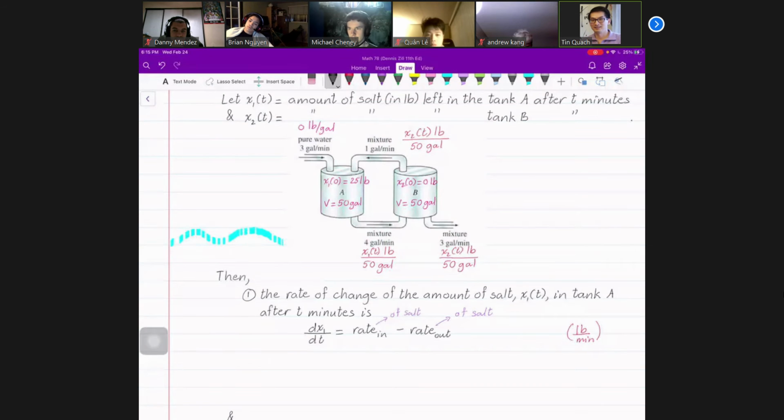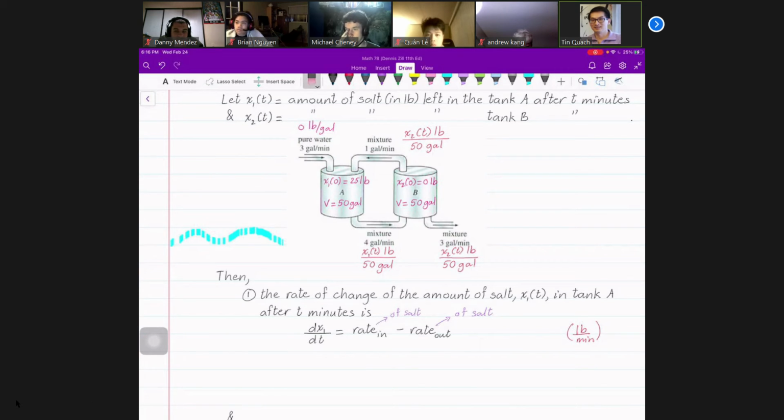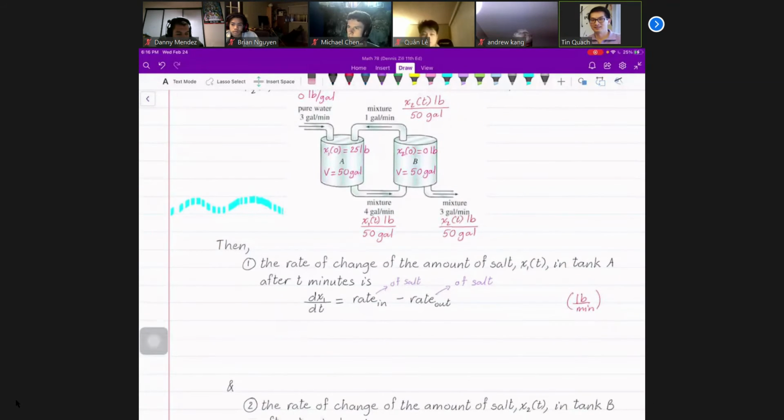No, how many outlets are there? How many valves? There's two inputs, right? One of them is right here, and another one is right there. So there are two of them coming in, so you have to add those two together. So for the first one, let's do that.